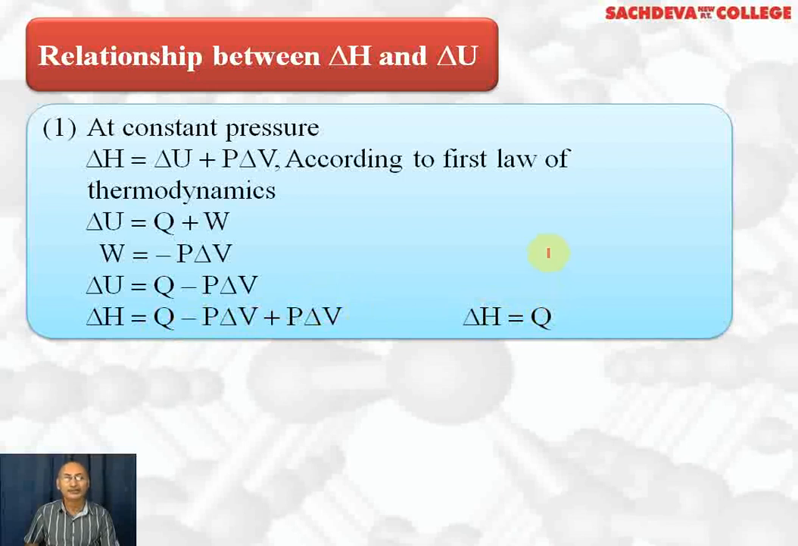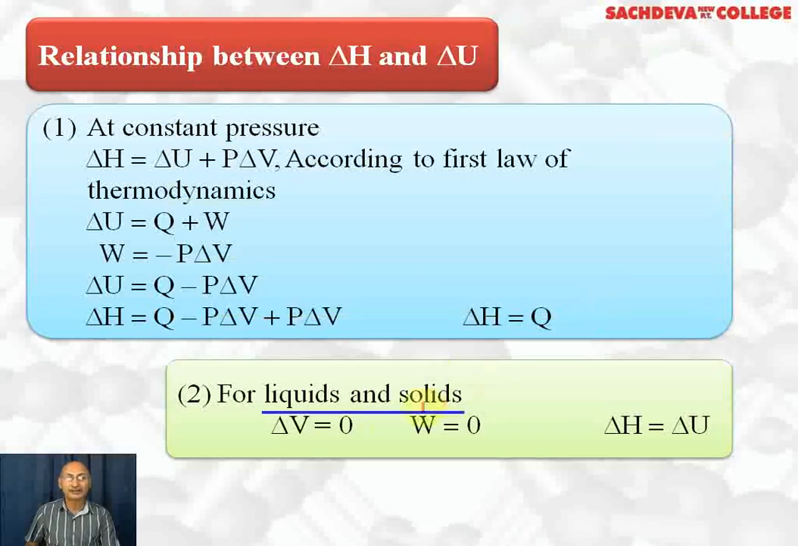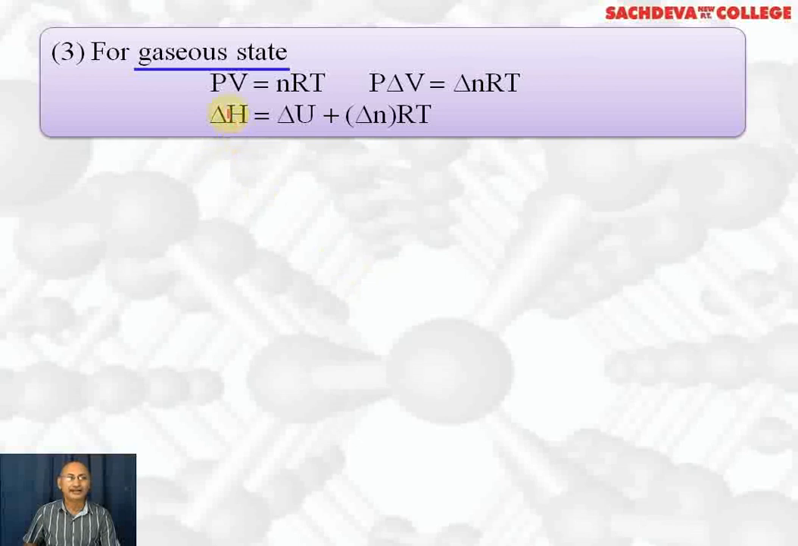That is, enthalpy change is equal to heat exchange with the surrounding at constant pressure. For liquids and solids, delta V is equal to 0. So W is equal to 0. Delta H is equal to delta U. For the gaseous state, PV is equal to nRT. So P delta V is equal to delta nRT. Delta H is equal to delta U plus delta nRT.